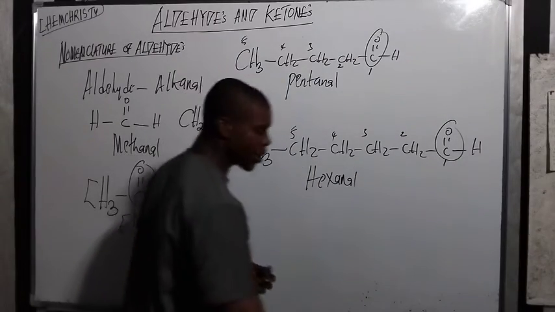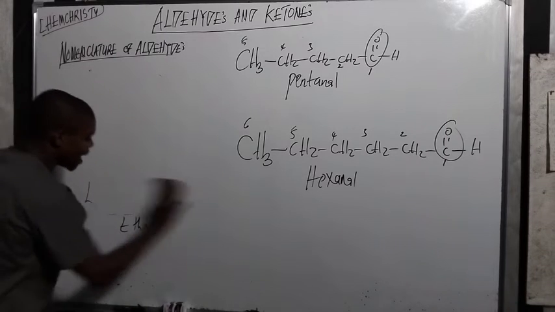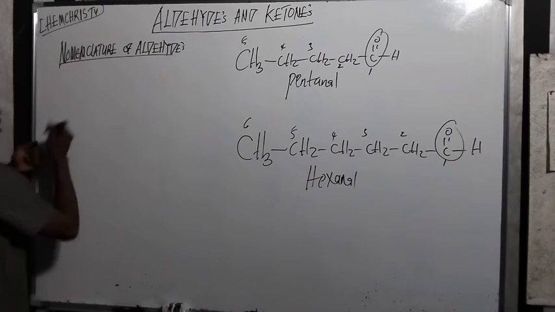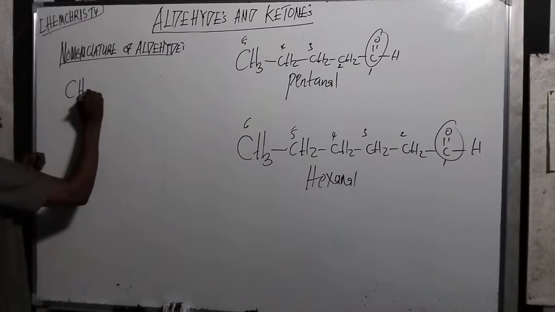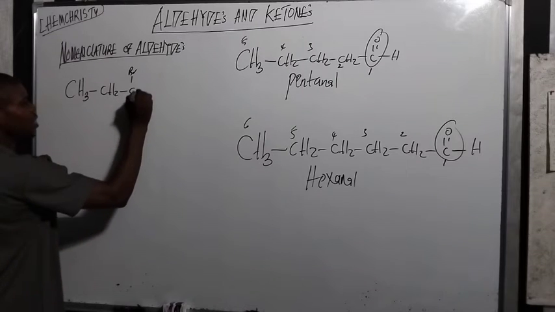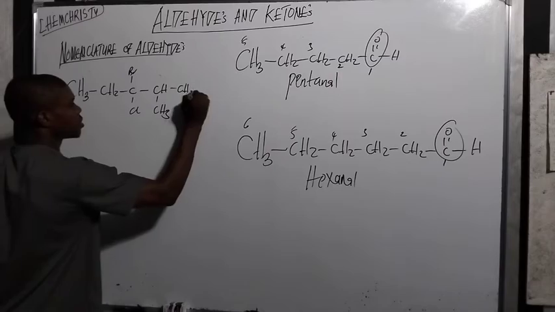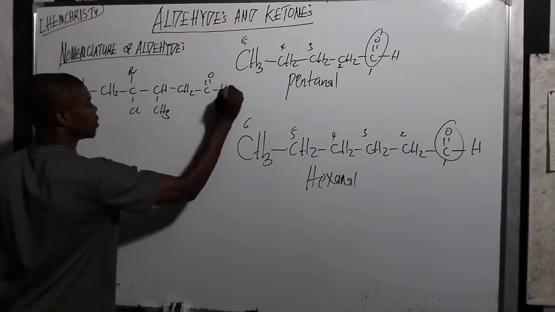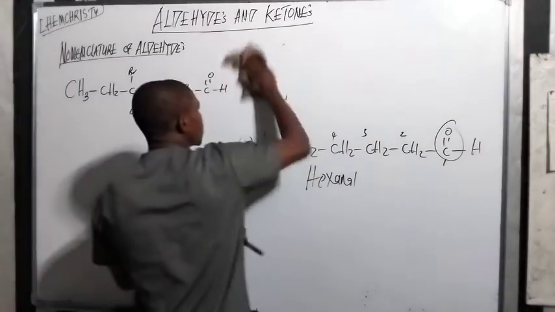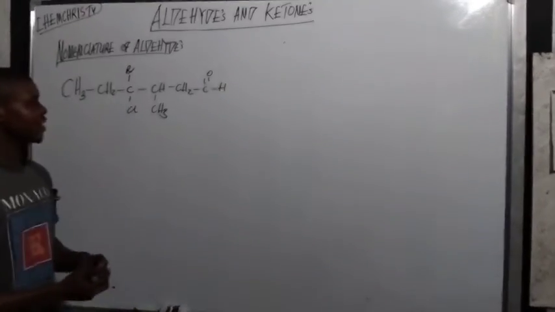So if, for example, here we now have an alkanol carrying substituents, a structure like this: CH3, CH2, CH with Br, C with Cl, CH3, and so on. Let me write this out. So how do we name this compound?